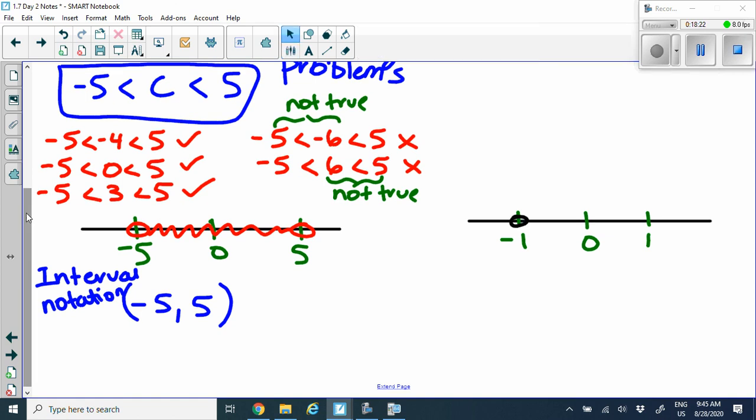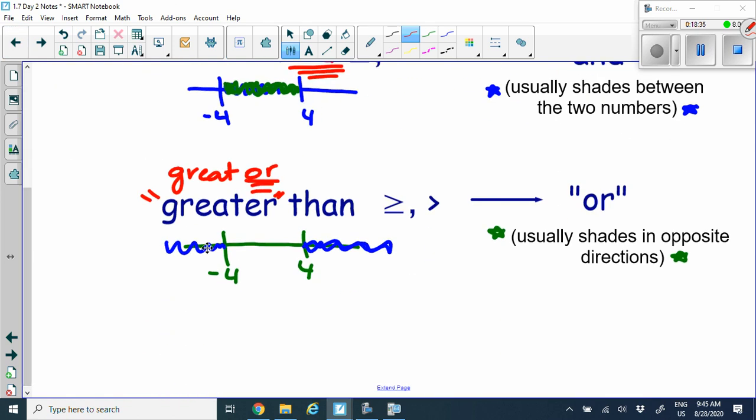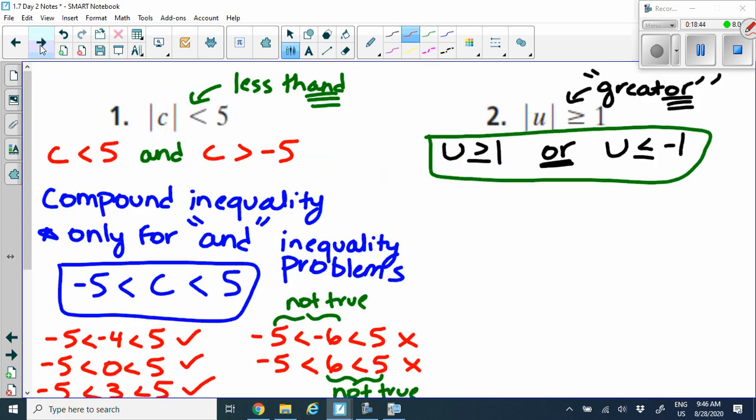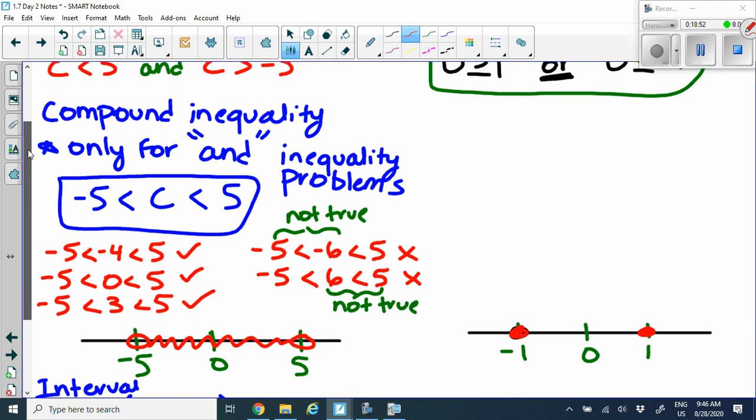All right, do it in different colors so you guys can see it. There we go. Okay. Now, if we also go back to when we talked about and/or problems and where we shade, we said with or problems, we shade opposite directions, okay? Well, now I want to explain why we shade opposite directions. This is kind of like when we tested numbers here, right? We're going to do the same thing. We're going to test our numbers to see what works and what doesn't.